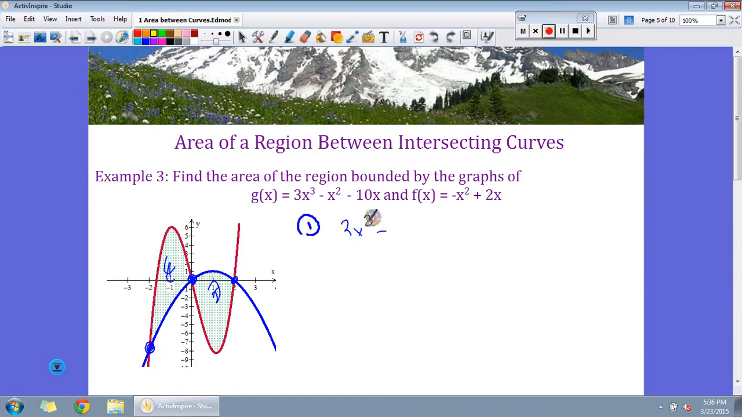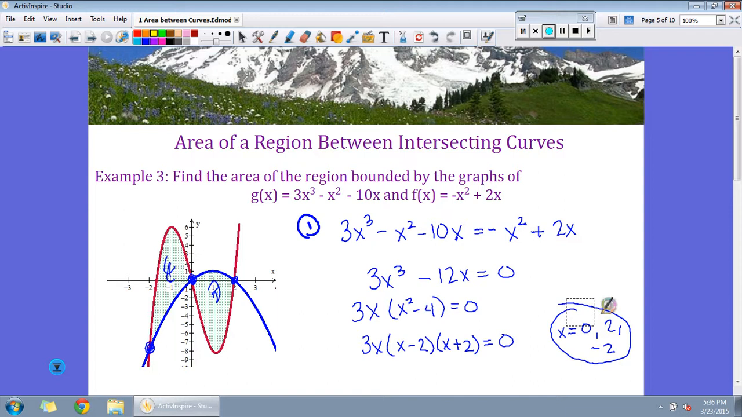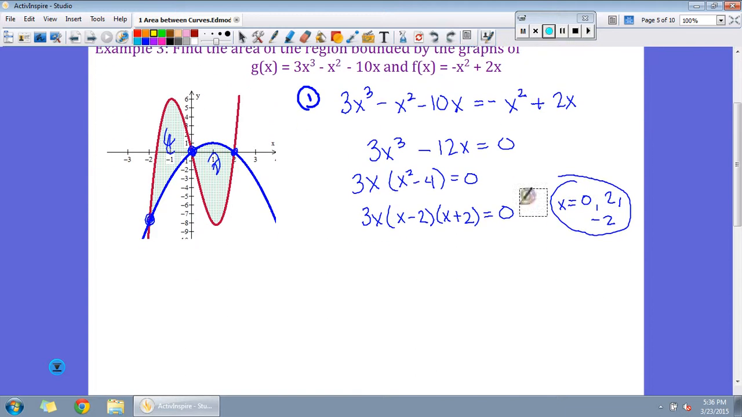On this one, we have 3 intersection points. When you set the cubic and quadratic equal to each other and factor, we have 3 intersections: 0, negative 2, and positive 2. So when we have those, we need to figure out which function's on top for each interval. One from negative 2 to 0, and the second from 0 to 2.